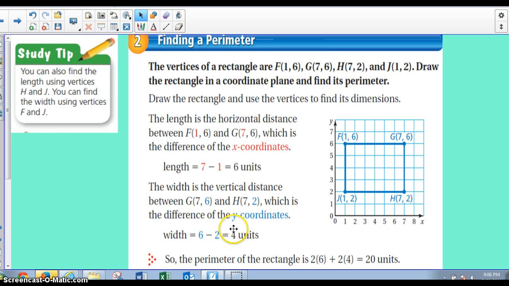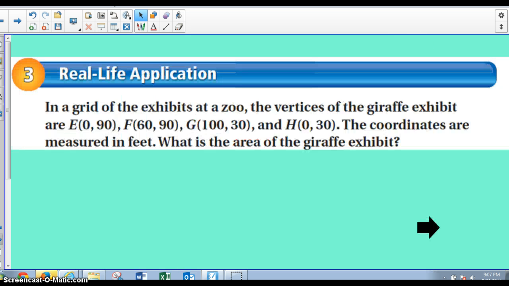So then you take 2 times 6 for the 2 horizontal sides and 2 times 4 for the 2 vertical sides, and you get 20. So that is the perimeter of that rectangle on a coordinate plane.